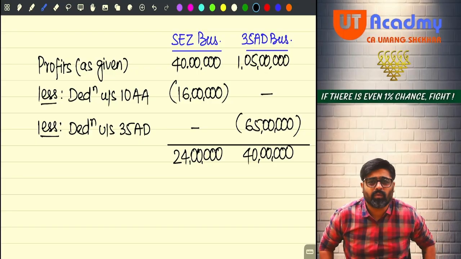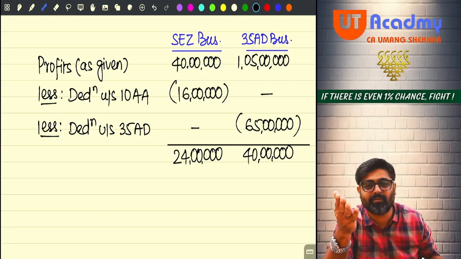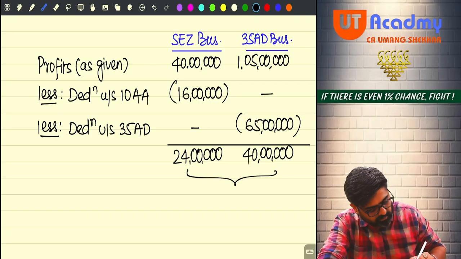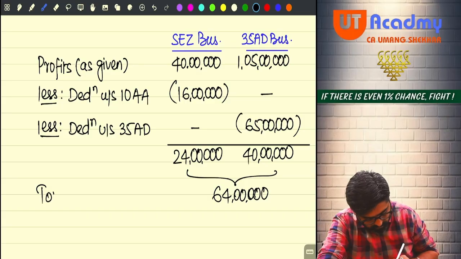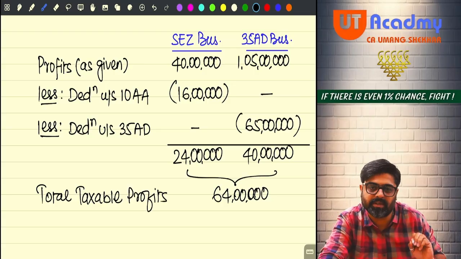Now can you calculate your PGBP income? This is your taxable profit from first business, taxable profit of second business. If you add both of them together, 64 lakhs will be your total taxable profits. This is your PGBP income.